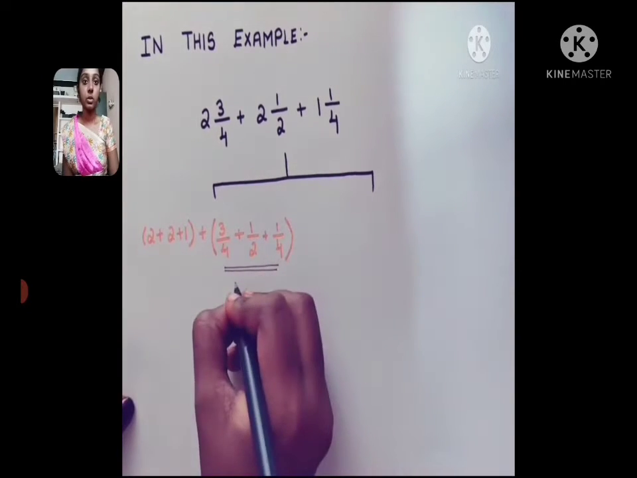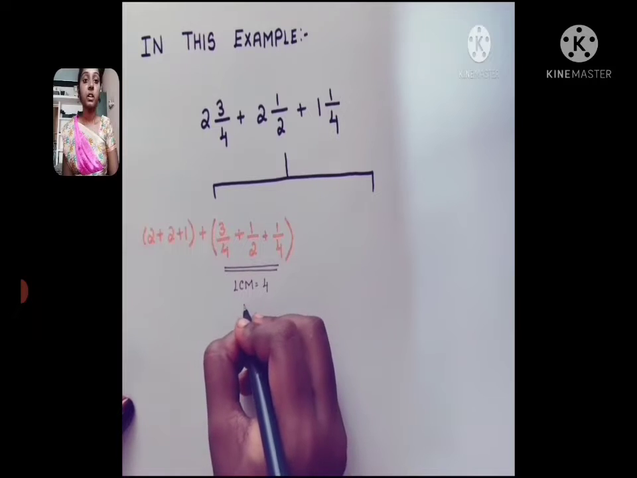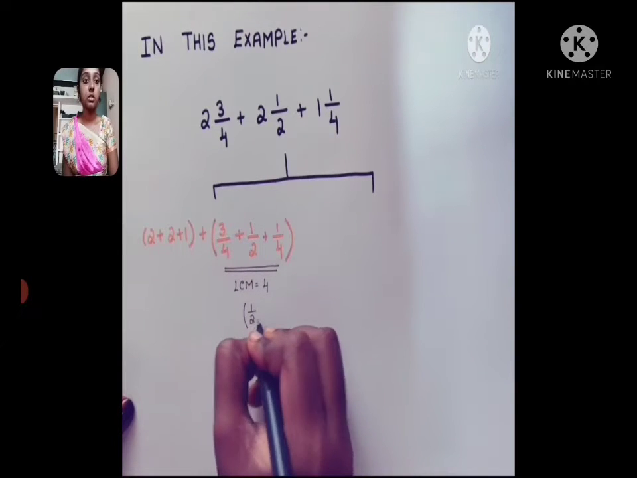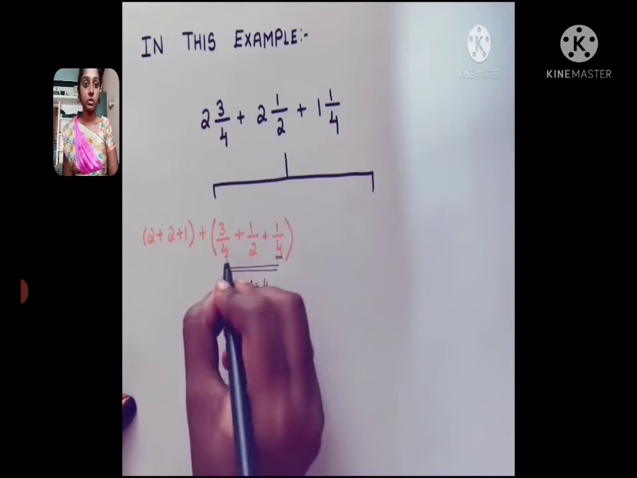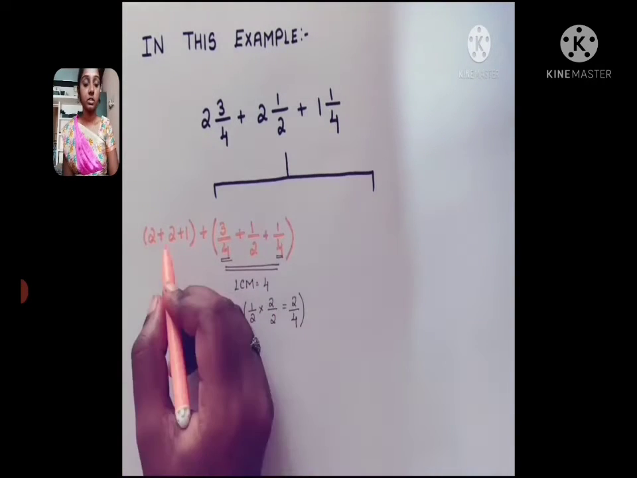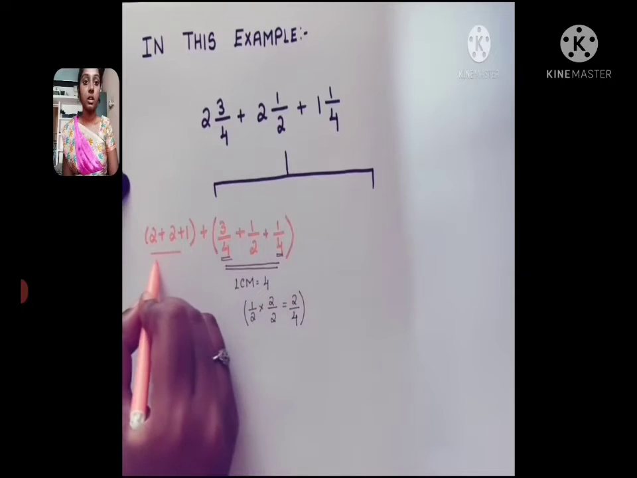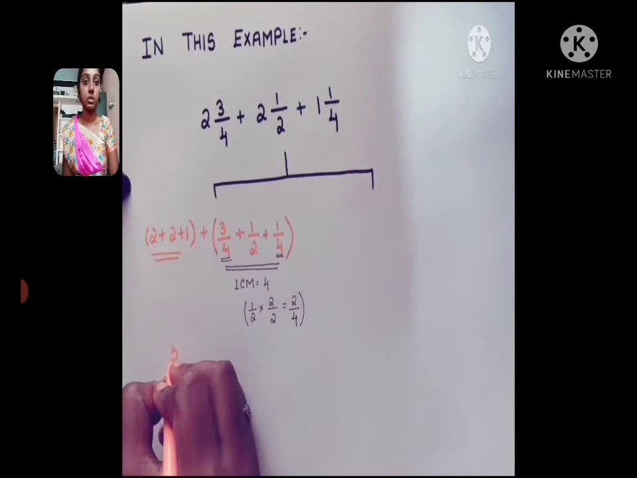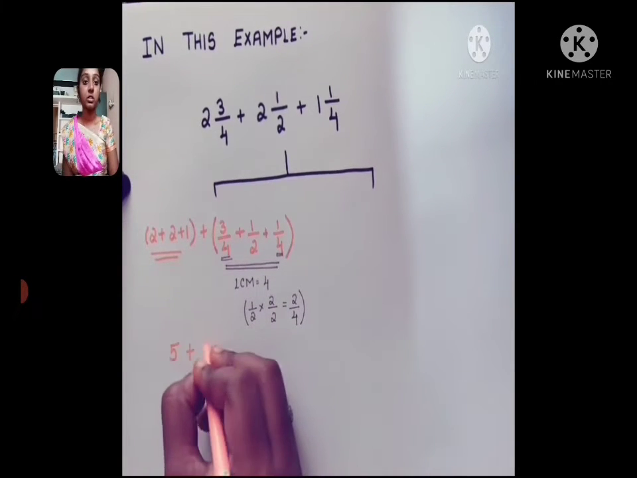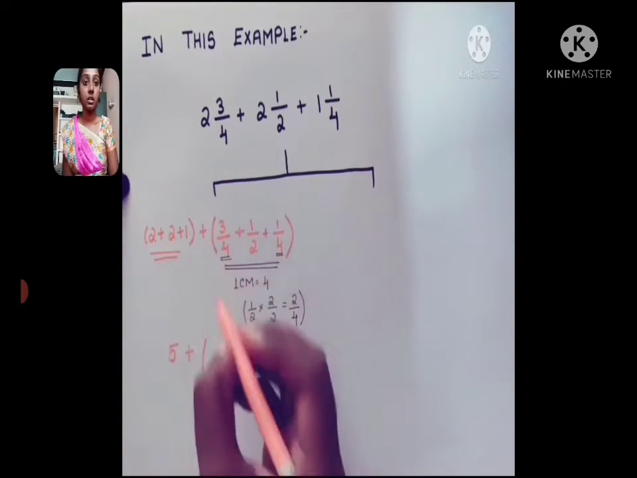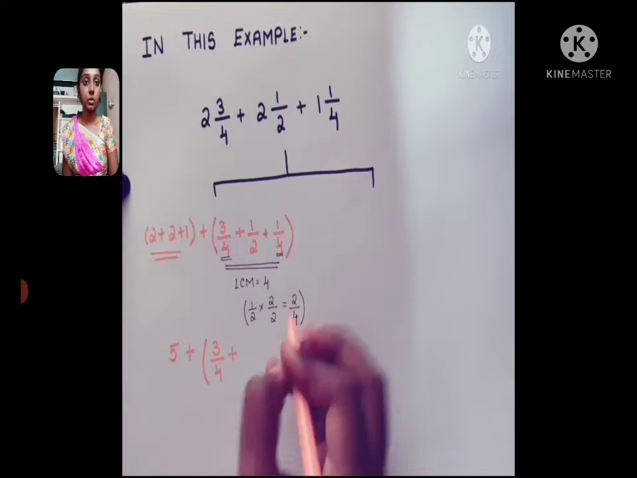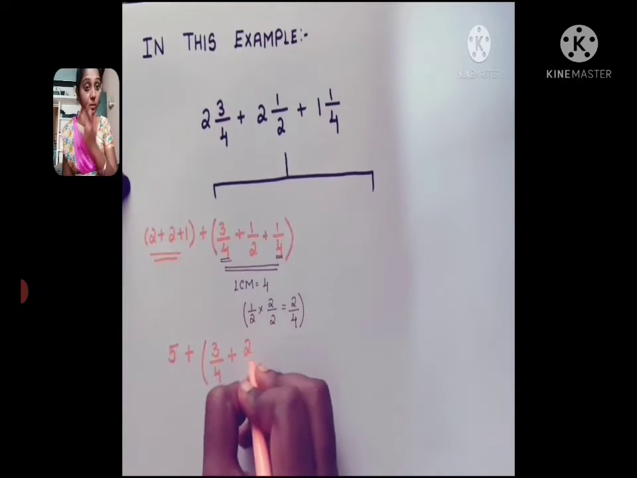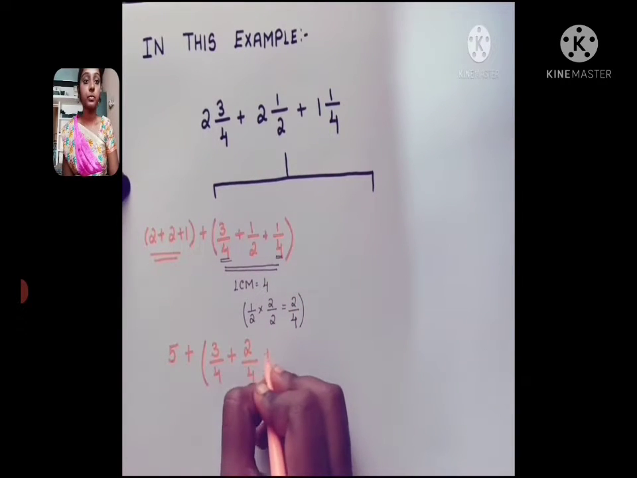These 3 fractions are unlike fractions, so we need to find their LCM. Their LCM is 4, and finding an equivalent fraction for 1 by 2 we get 2 by 4. The other 2 fractions already have a denominator 4, and so no equivalent needs to be found. The sum of the whole numbers is 5, and now let us go to adding the proper fractions, that is 3 by 4 plus the equivalent of 1 by 2, that is 2 by 4, plus 1 by 4.